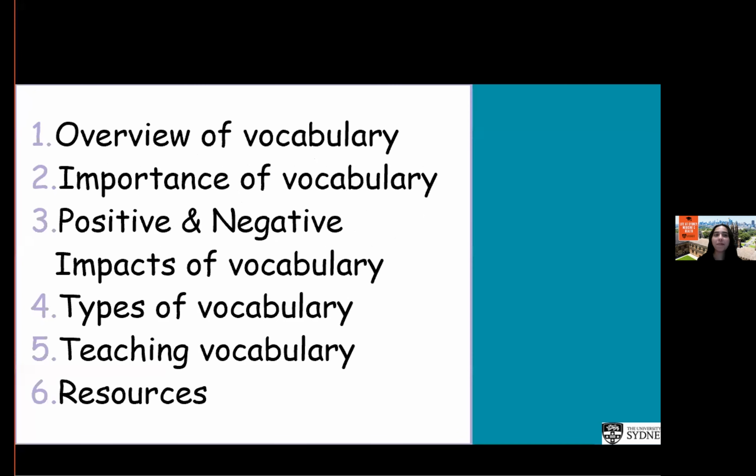So we'll start by giving an overview of vocabulary and what it is. Then we'll talk about why it's important, especially for school-age students. We'll also discuss how vocabulary impacts academic, behavioural and social factors. We'll explain the different types of vocabulary, which are most helpful for children to learn at school. And lastly, we'll give some ideas about how to teach vocabulary in the classroom and provide some resources that you could use to build vocabulary.